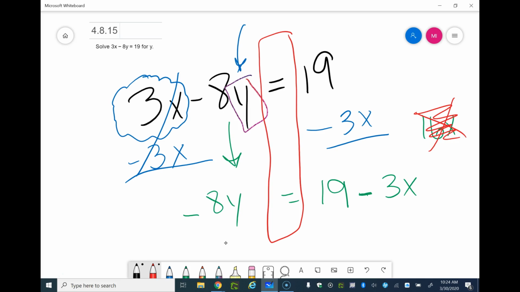So how do we get rid of the 8y? Once again, ask yourself, what is the negative 8 doing to the y? Because remember, I want to get y by itself. What is the negative 8 doing to the y? They're being multiplied. So in order to get rid of the negative 8, we're going to take both sides and divide.